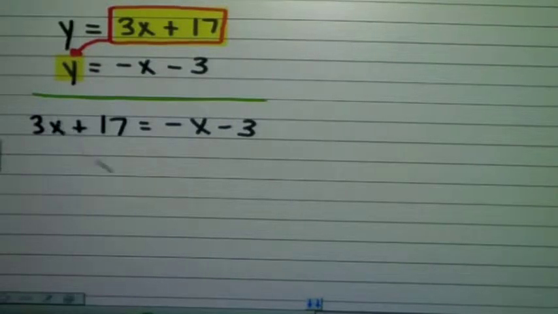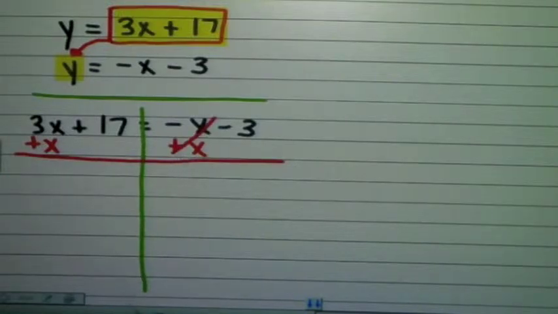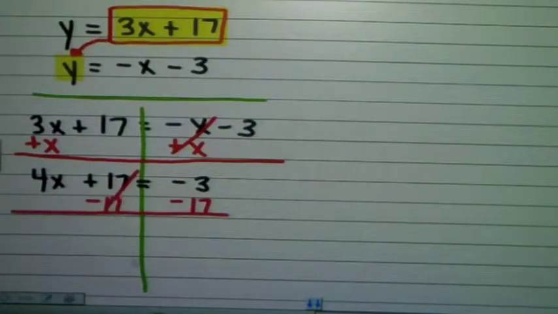Again, now by substituting in, we've got our equation just in terms of x, rather than having an x and a y. And because of that, we can now solve it. So let's bring our x's over to the left, get our variables on one side and our constants on the other. 3x plus x gives us 4x plus 17. On the right-hand side, we're left with negative 3. Move 17 to the other side. So we've got 4x equals negative 20. Dividing by 4, we get x equals negative 5.